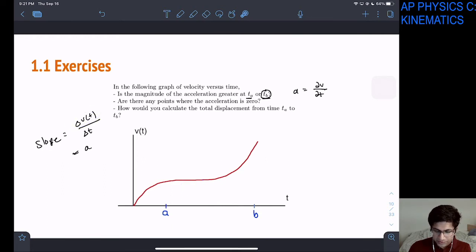And how would you calculate the total displacement from time TA to TB? This one's tricky. So from TA to TB, we're traveling at some velocity, right? And then we're traveling over some time.